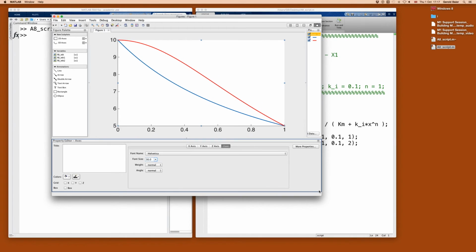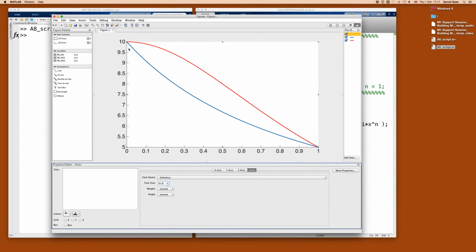Number 10 pops up. So we do start at 10. When x equals 0, both graphs start at 10, and both graphs end at 5. So why is it not 0? Well, because we've only gone to 1, not gone to infinity. We might check later if it really goes to infinity. Interestingly, they meet at 1.